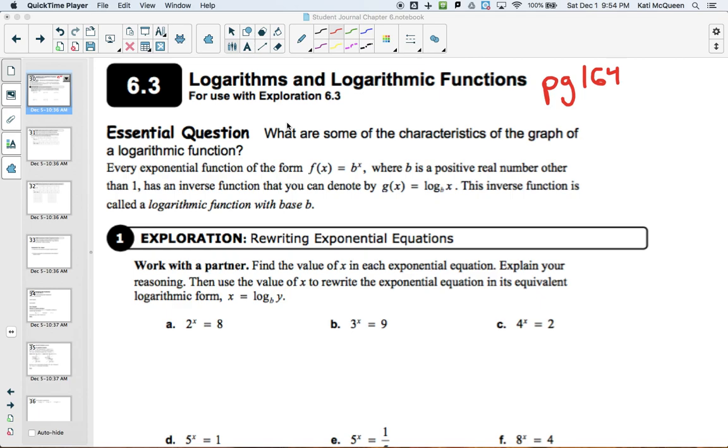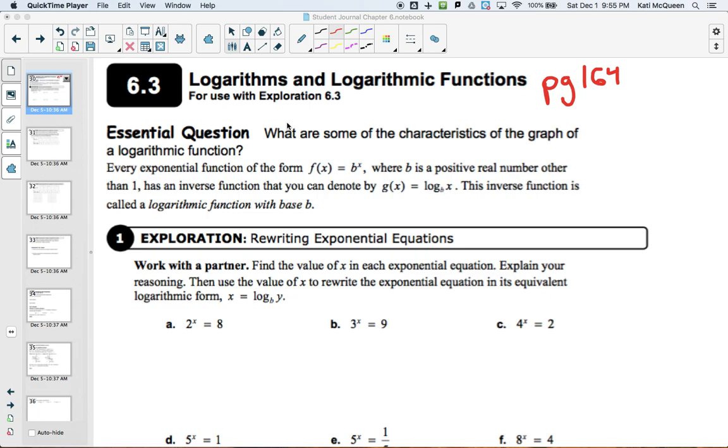All right, guys, so we are taking a look at 6.3 today. So far in chapter 6, we've looked at exponential functions. That's when my base is some number and it's being raised to the power of a variable. So my variable is my exponent. What 6.3 does is we start to look at the inverse for exponential functions.